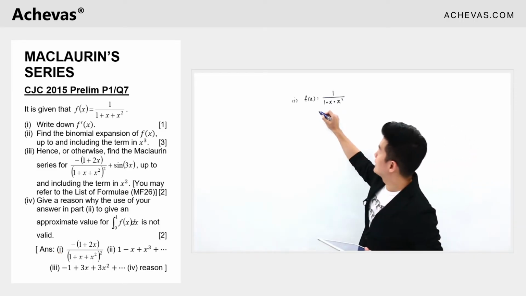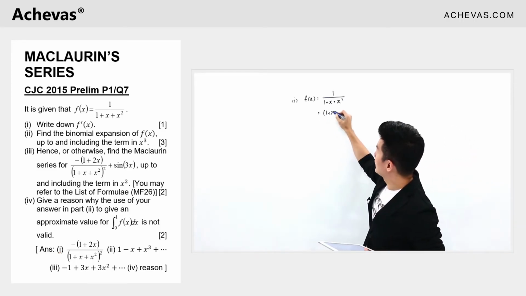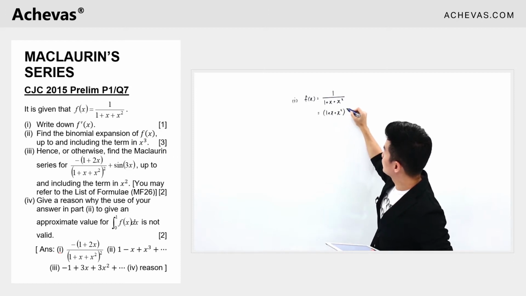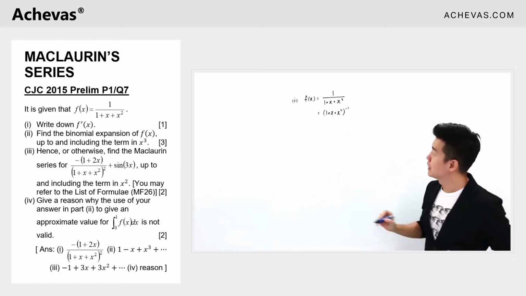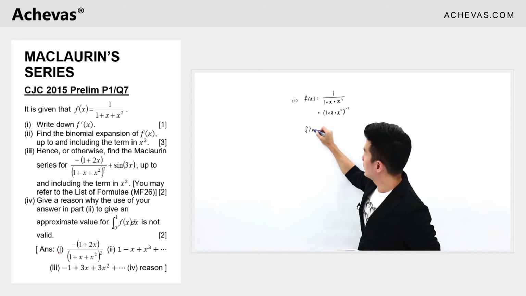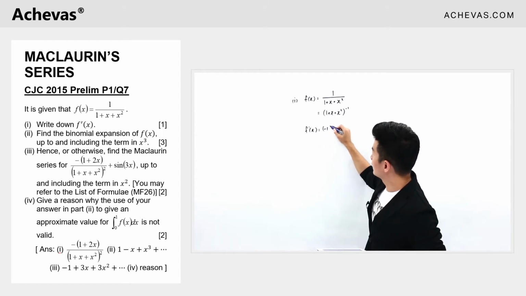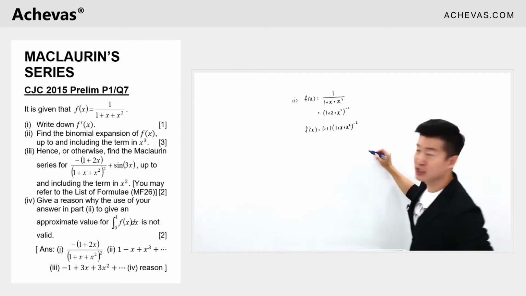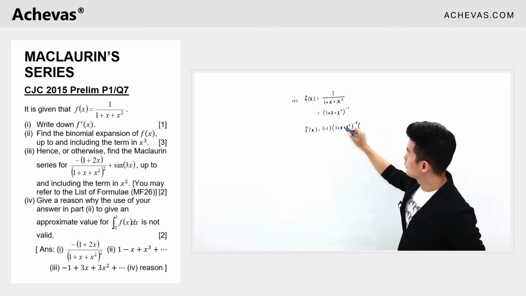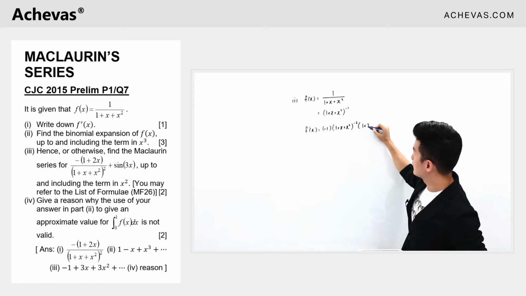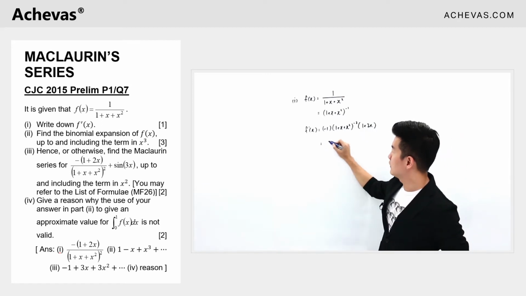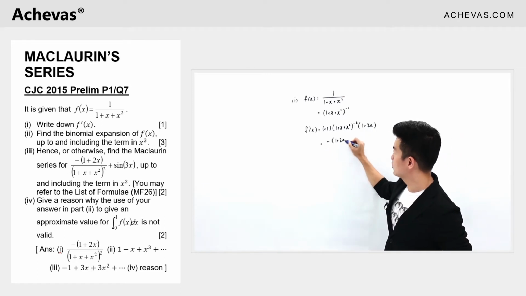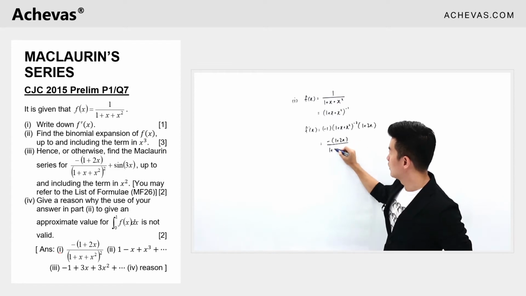Let's rewrite this f(x) as (1 + x + x²)^(-1). So f'(x) is going to be equal to -1 times (1 + x + x²)^(-2). And according to the chain rule, we will differentiate this, which is 1 + 2x. That means what I have is -(1 + 2x) divided by (1 + x + x²) and the whole thing squared.